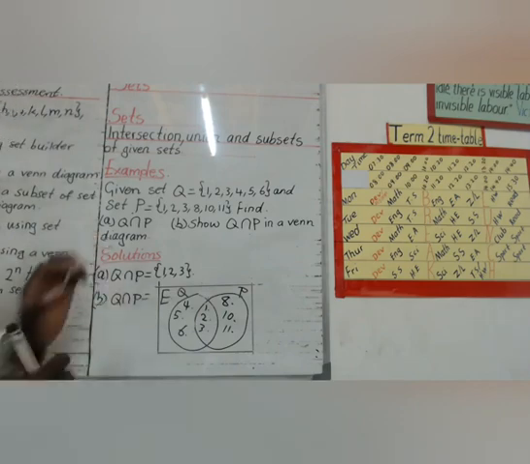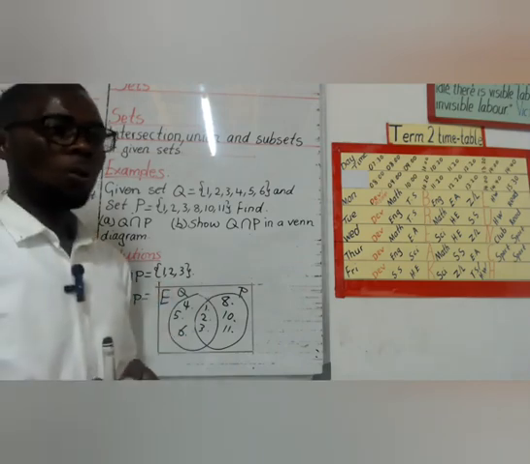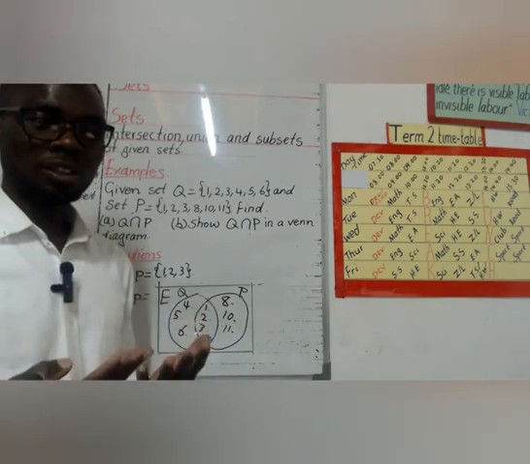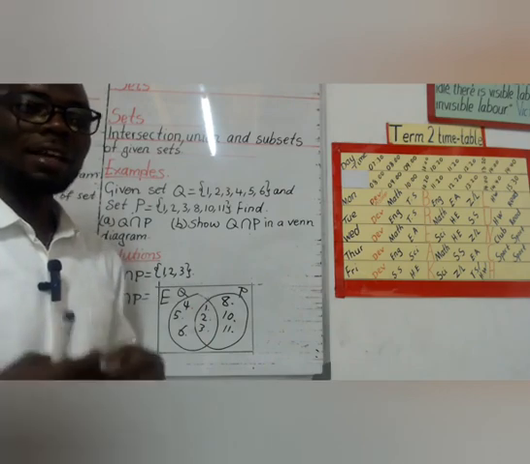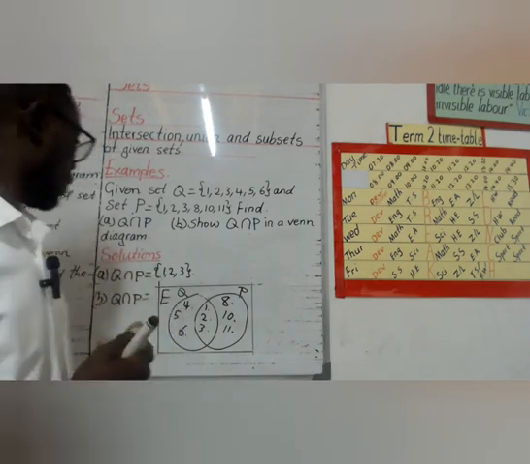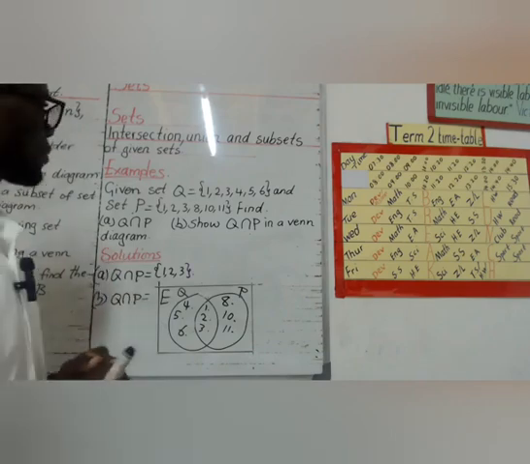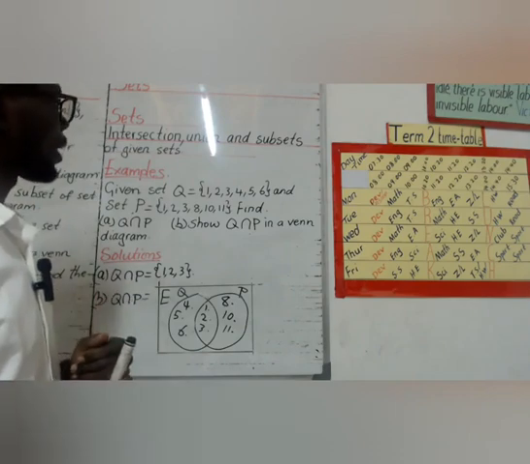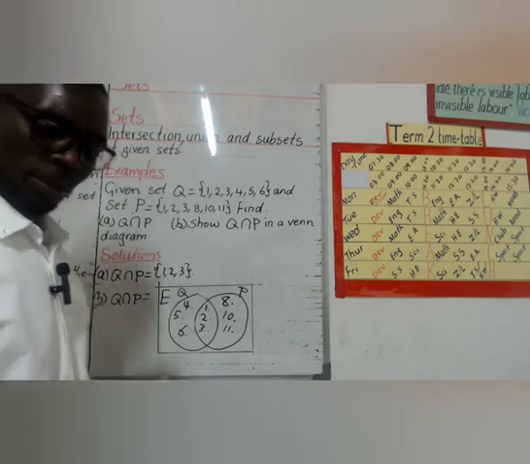Okay. So that's how we find the intersection of a given set. Now we shall look at how to find the union of given sets. I'll quickly wrap here.